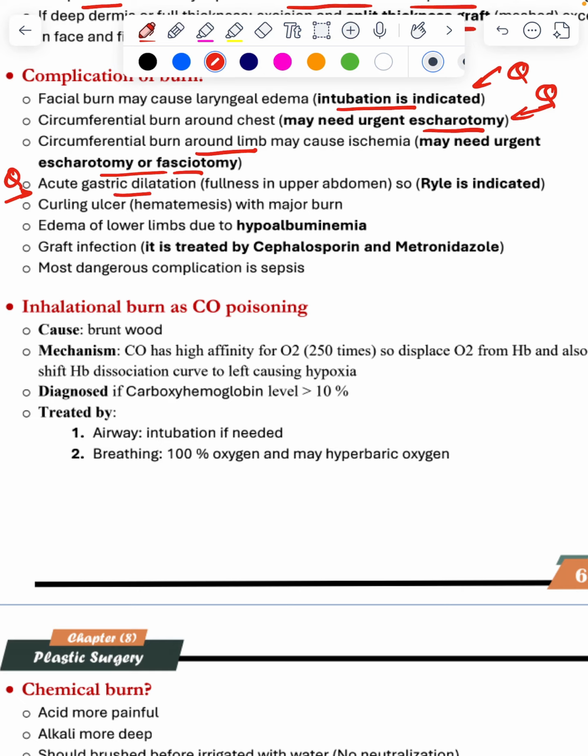Acute gastric dilatation, upper abdomen, so rise to be indicated. Curling is the question. For burns, you get edema because of hypoalbuminemia, this is a question. Grafts, the more dangerous complication is sepsis. This is again a question.